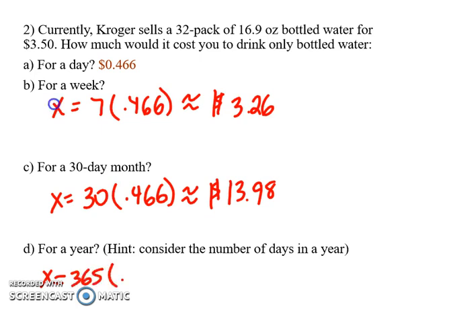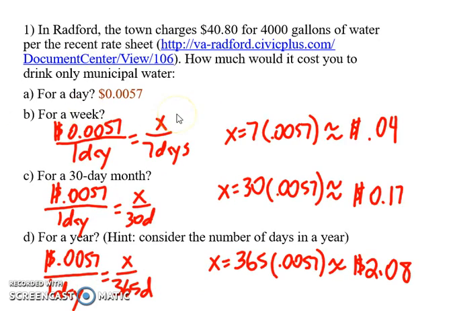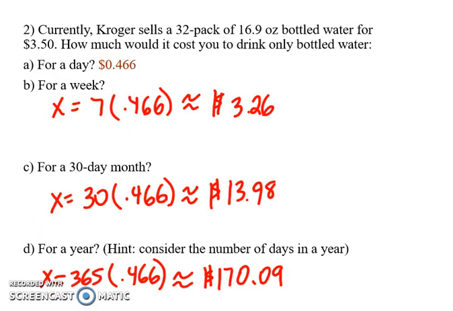And then if I think about this in a year, that's 365 days times that 47 cents, and that's going to give me approximately $170.09. Now think about that. When it was municipal water, I paid $2.08. When it is bottled water, and this is cheap bulk bottled water, I'm paying over $170. It's $168 per person, because this is the water needed for one person in your family.